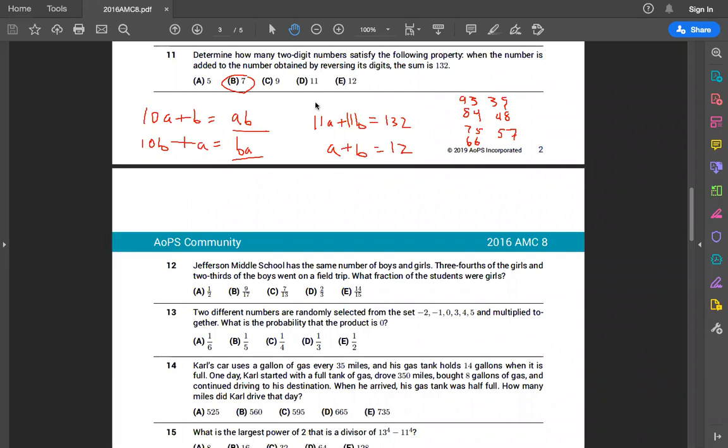Alright, so I think this question, no one had any problems with it, right? Okay, on to question 12. We're told that Jefferson Middle School has the same number of boys and girls, and that 3/4 of the girls and 2/3 of the boys went on a field trip. We want to know what fraction of the students were girls.